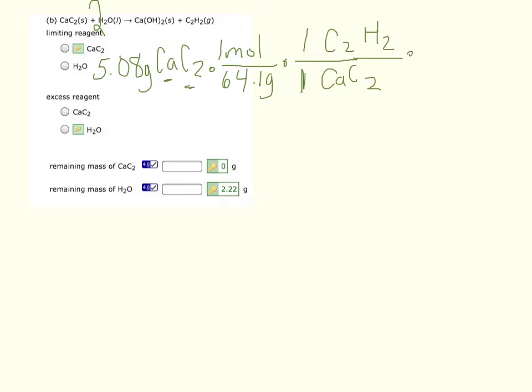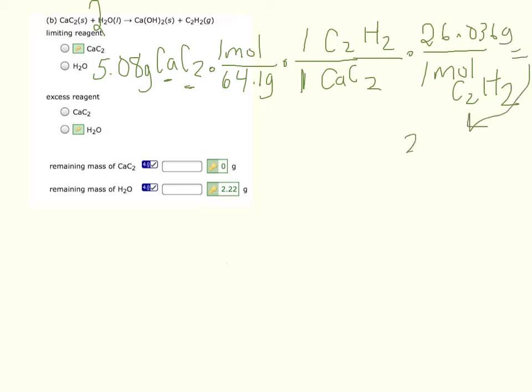And now the last part is I change it into grams. So 1 mole of the C2H2 stuff, I write C2H2 just to remind me I need to add up the molar mass. And that one we're going to call 26.036 grams. And we do the math, and we're going to get a number, and that number is 2.06 grams of the C2H2. And again, to do that math, I did 5.08 divided by 64.1 times 1 divided by 1 times 26.03, and I got that.